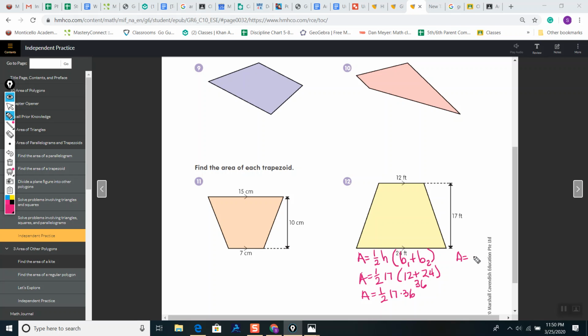But if I wasn't using a calculator, I would take half of an even number instead. So then I would have area is equal to, what is half of 36? Half of 36 is 18. So then we'd have 18 multiplied by 17. 18 multiplied by 17 is 306, and that would be feet squared. Don't forget that square, right? We're finding area, so it's always squared. All right, we're going to move on.